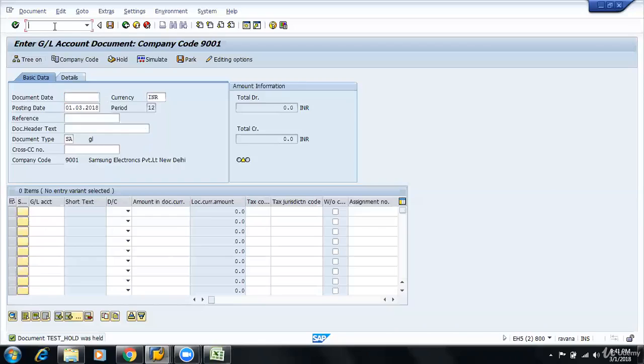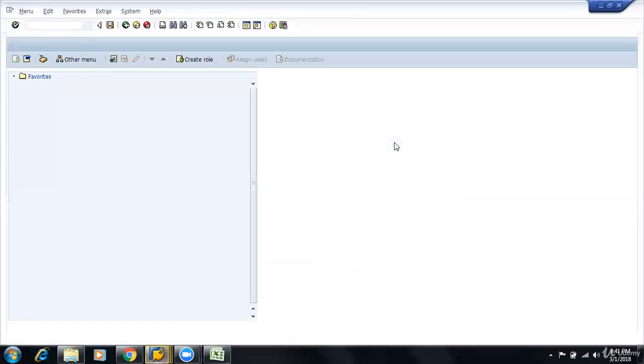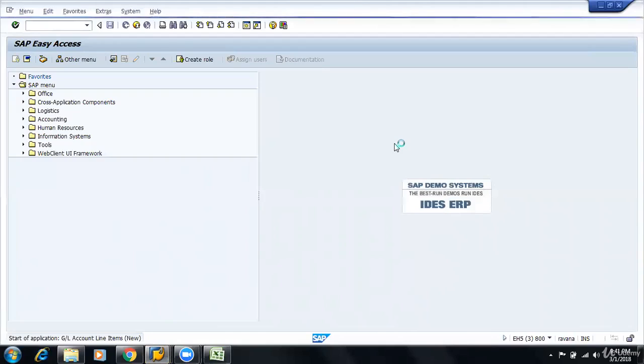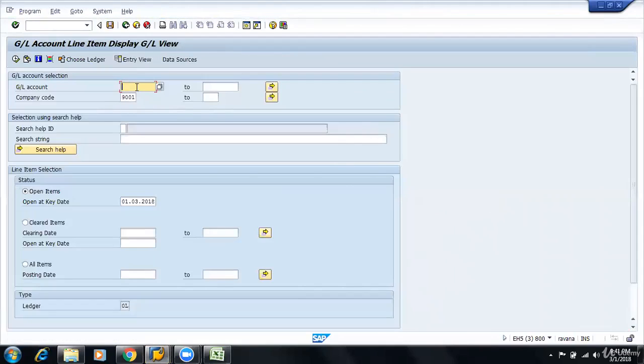Next, where do we check our line items or postings? It is in FBL3N or the new T code FAGLL03. It's up to you, whatever you wish to use. 4 lakhs to 1 lakh. This is my service account to my expense account. Sorry, expense to, and my cash account. My mistake.